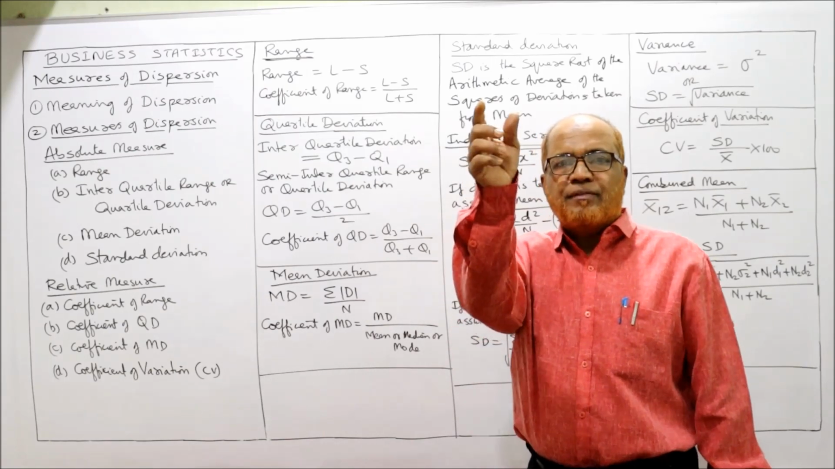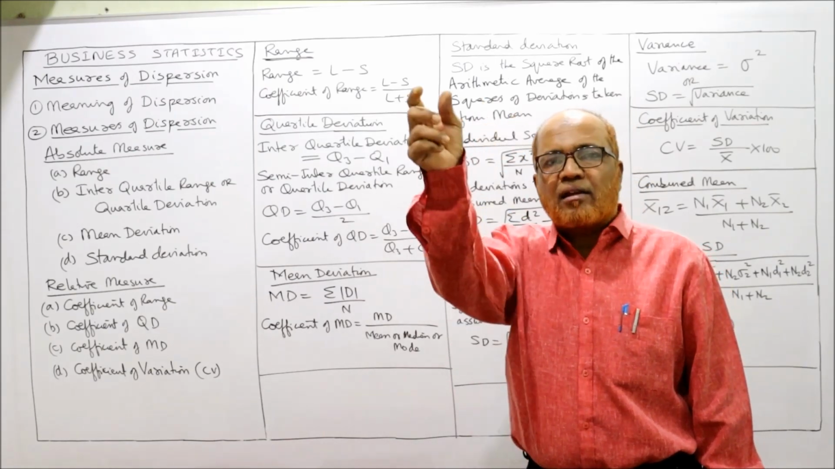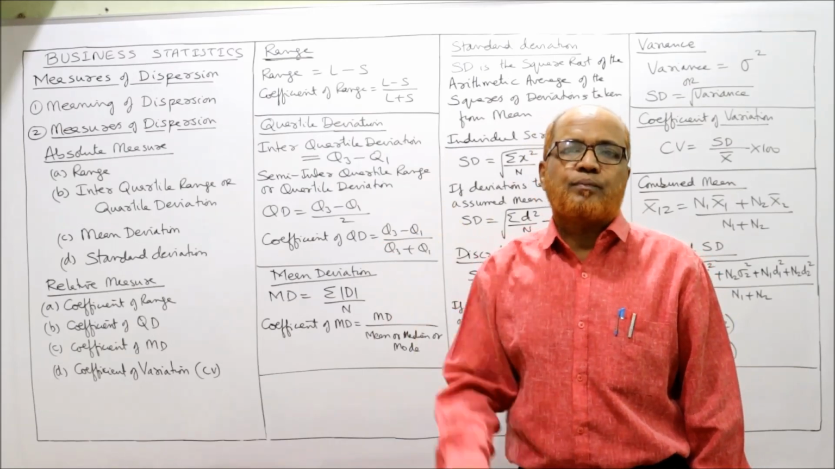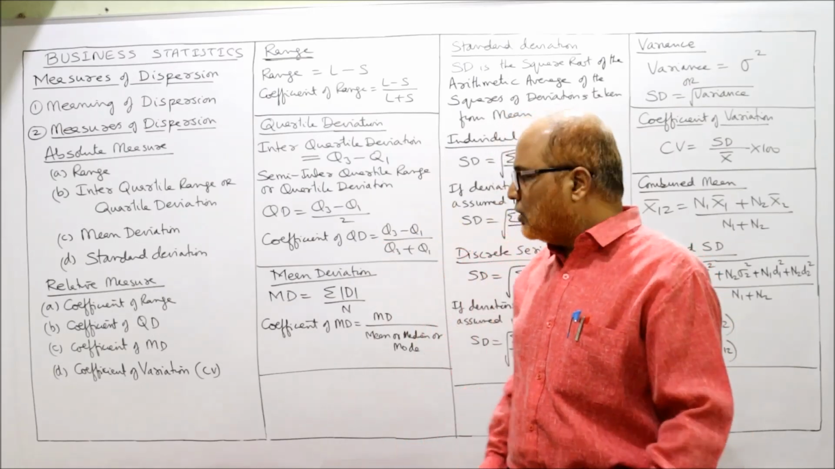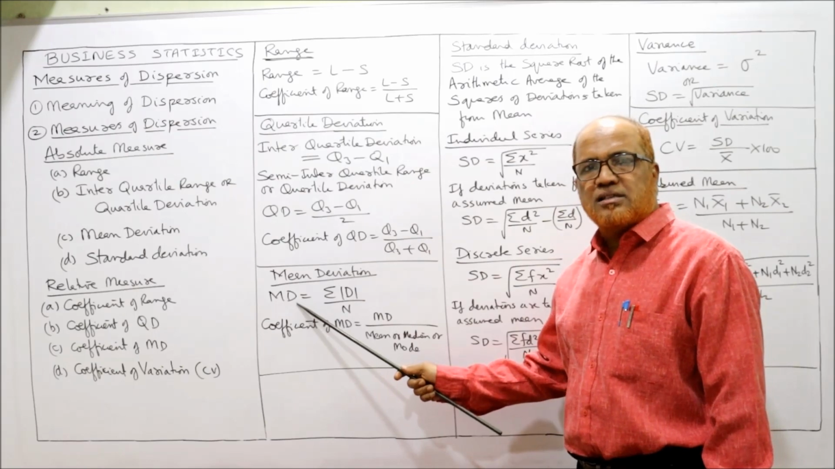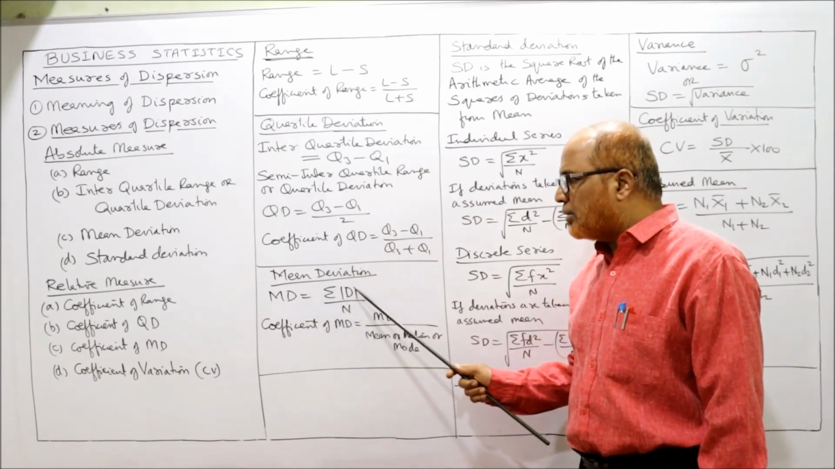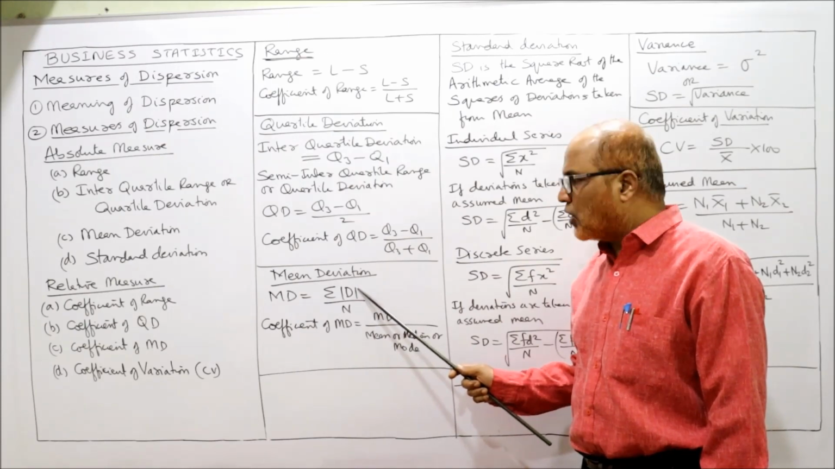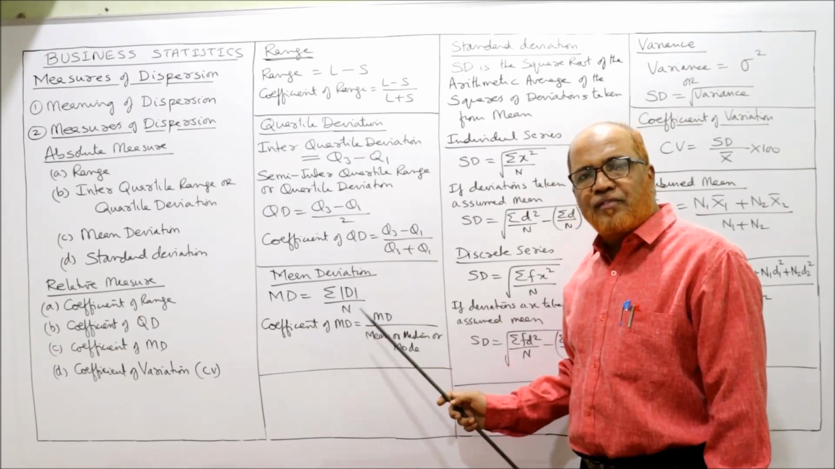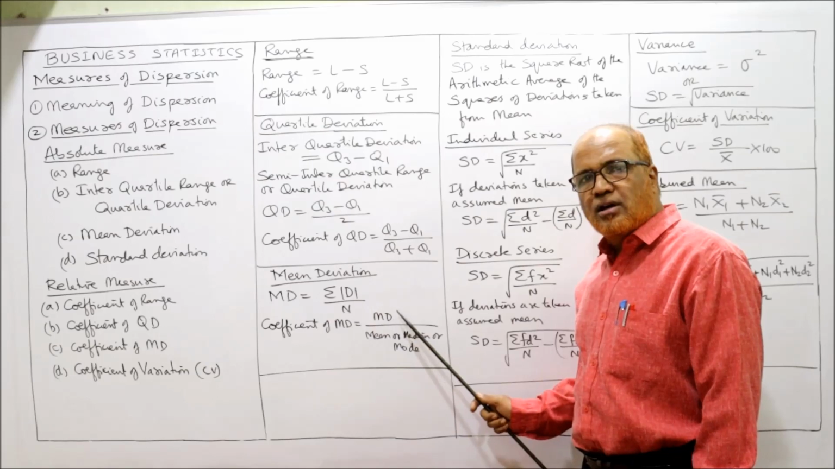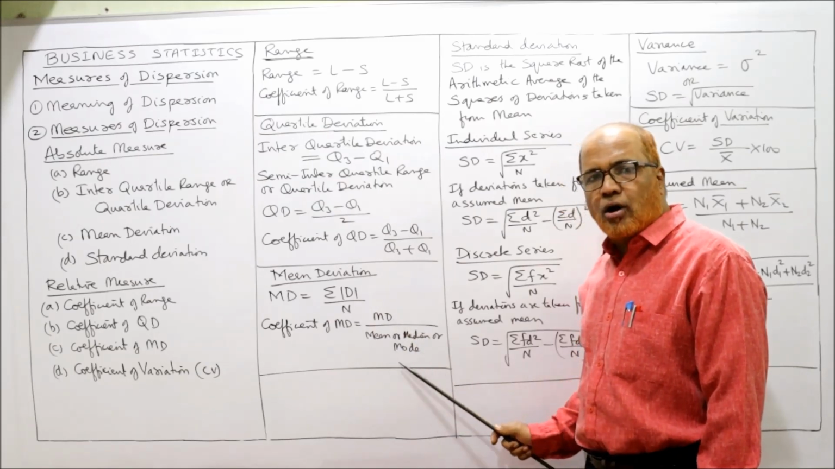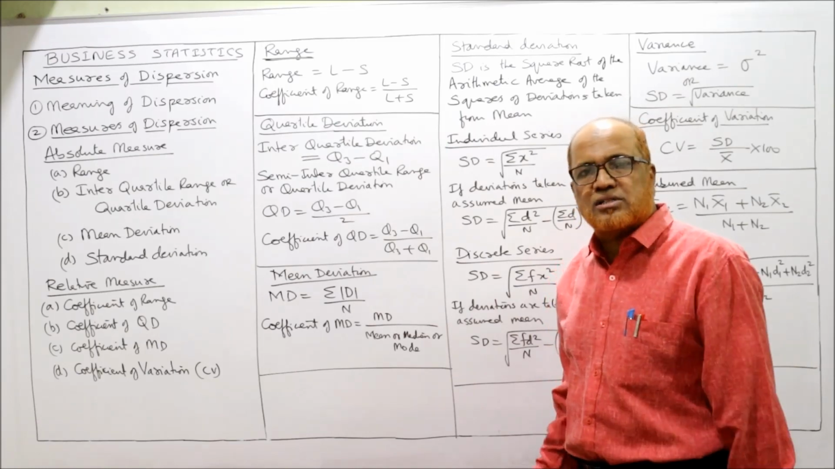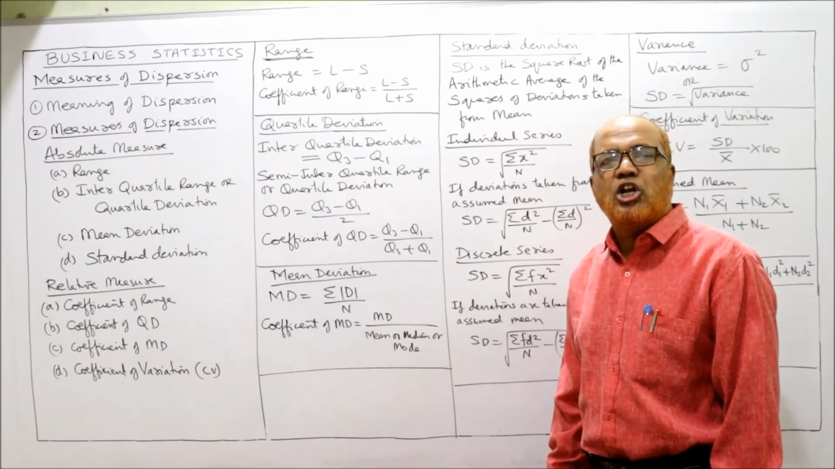First, we calculate the mean. We calculate the deviations of individual values from the mean and divide by n. So we get the average. The formula for mean deviation is equal to summation of mod d divided by n. It is read as mod d, summation mod d by n. And the coefficient of mean deviation is equal to mean deviation divided by mean or median or mode. From whichever average you are taking the deviations, that average is taken in the denominator.